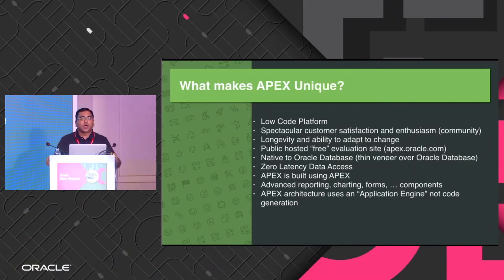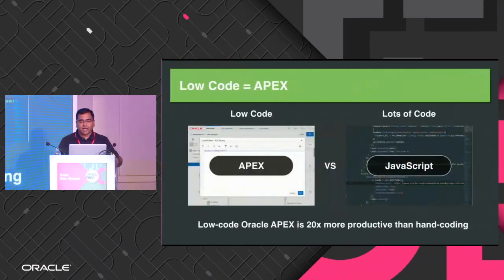I want to quickly list out the major features in 19.1. The major feature of Apex 19.1 is REST-enabled forms. We also have something called dark mode, where you can switch between dark mode and the regular mode of your application builder. We also have new data loading functionality. Like I said in the beginning, you can drag and drop your Excel spreadsheets, your XLSX files, your JSON, your XML into the Apex interface and build an application on top of that, right? And Apex architecture uses an application engine, not code generation. So low-code Oracle Apex is 20 times more productive than hand coding.